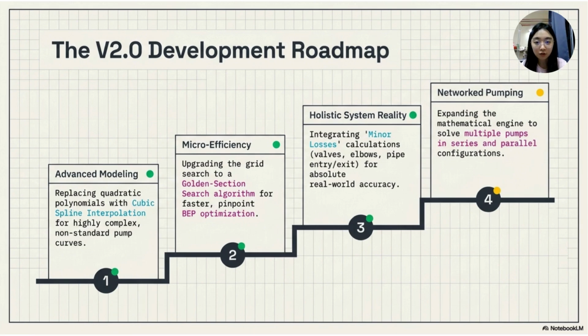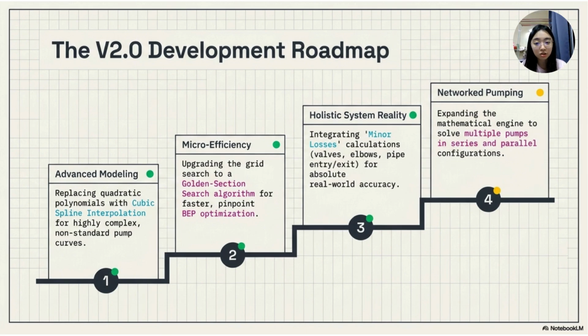This slide summarizes our future development roadmap. The first improvement is advanced modeling, where quadratic polynomial fitting will be replaced with cubic spline interpolation. This provides better accuracy, especially for highly nonlinear pump curves. The second stage focuses on micro-efficiency by replacing the current weak search with the golden section search algorithm, allowing faster and more efficient optimization of the best efficiency point.